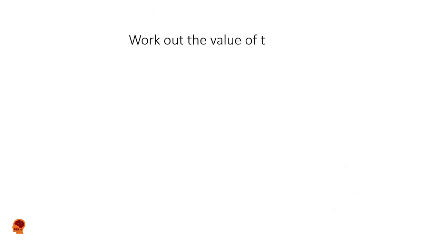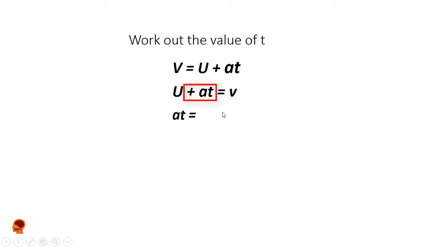T. Let's work out T. Now, when you have V equals U plus AT, how do we make T the subject of the formula? What we're going to do is rewrite this formula by saying U plus AT equals V. I've not done anything much to the formula here. I've only written the same thing the other way around. Alright, now we are going to move out the AT.